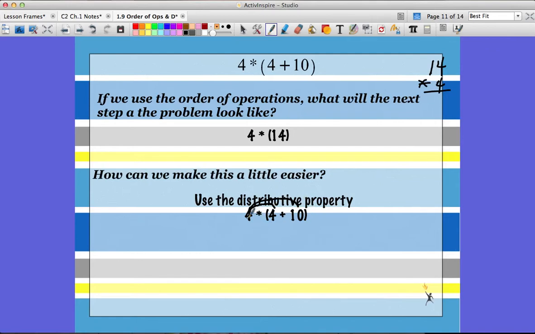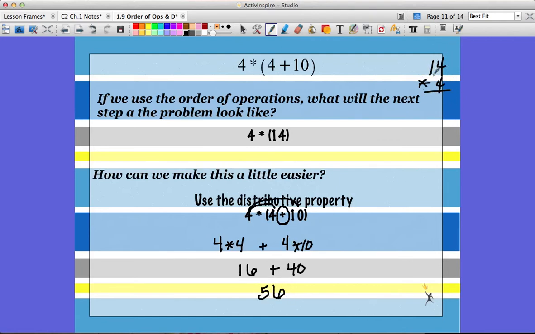So in this case, we would end up with 4 times 4. And then because we're sharing with the 10 as well, we end up with 4 times 10. But then you have to remember, we're adding those two things. So we have to add the 4 times 4 plus the 4 times 10. We know 4 times 4 is 16. 4 times 10 is 40. We can quickly add those together and get 56.